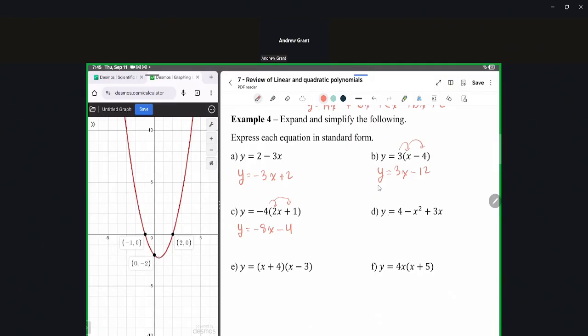Letter D, we have y is equal to 4 minus x squared plus 3x. Again, the order of these is wrong. So this should be negative x squared goes first, plus 3x, and plus 4.